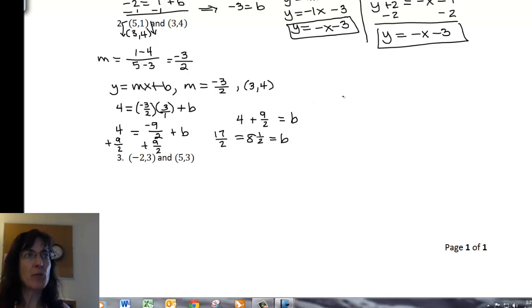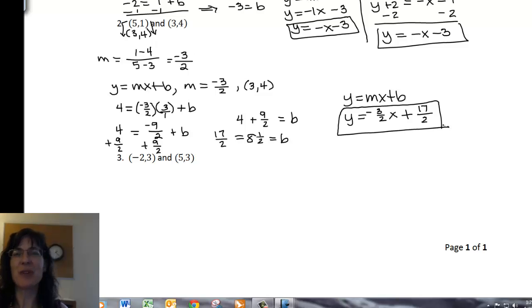So then I'll fill in my y equals mx plus b, and so I have y equals my m, remember, was negative 3 halves x, and then plus b, my b is 17 halves. And so I can put a box around that. That is the equation for the line.